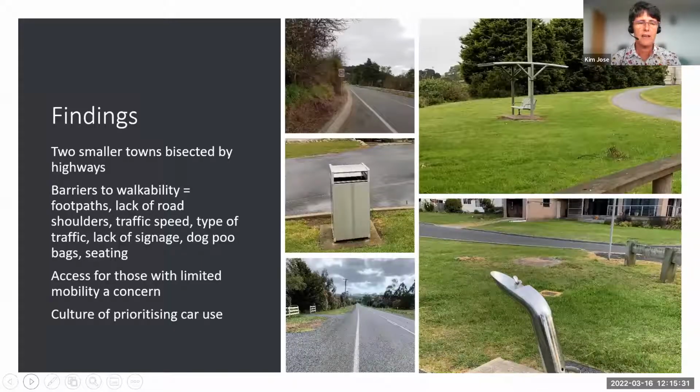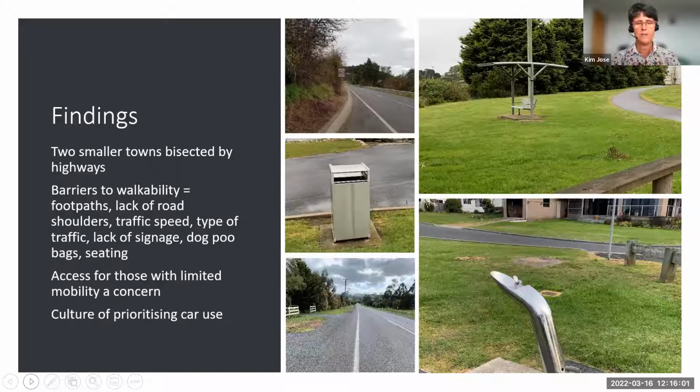But what we found was that the two smaller towns were significantly impacted by the presence of highways that bisected or ran through the middle of their towns. There were barriers to walkability, which were represented in some of those photos around the conditions of footpaths. A lack of road shoulders was a real issue, again, with those main roads that really had an impact. Traffic speed and the type of traffic.